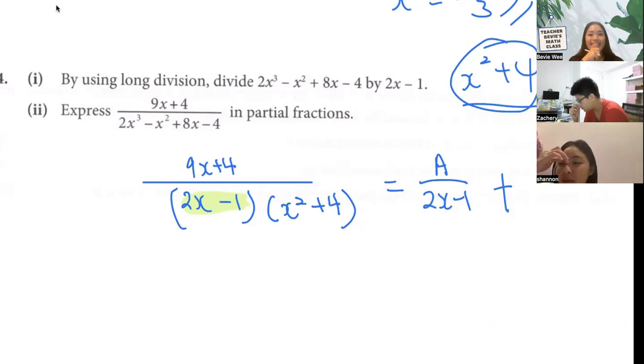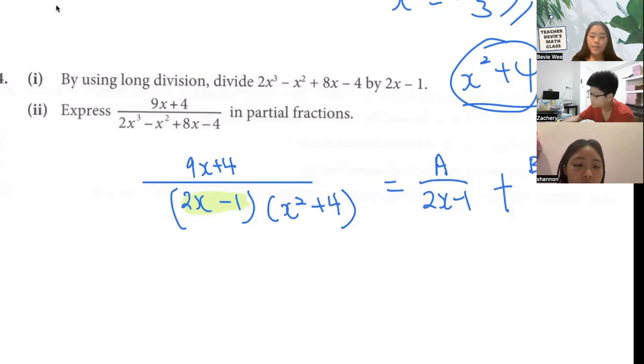Is it bx plus c? Correct. Very good job. One time with the square and one time without the square is for repeated linear. Repeated linear is where your square is outside like this. Then one time with the square, one time without the square. Square stuck inside, it's called quadratic.